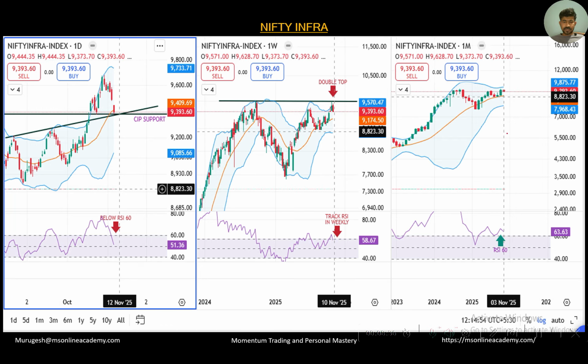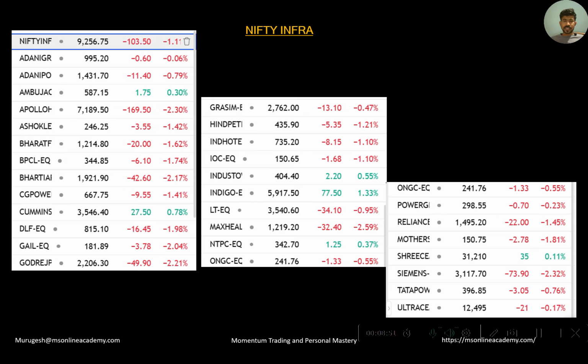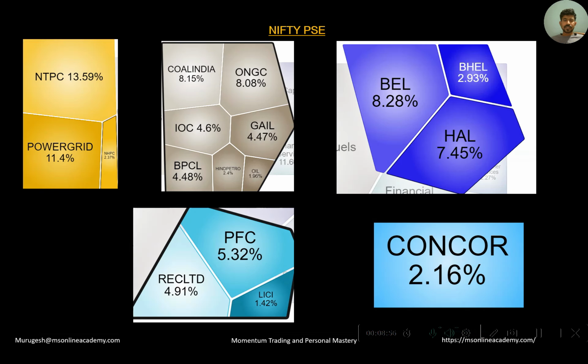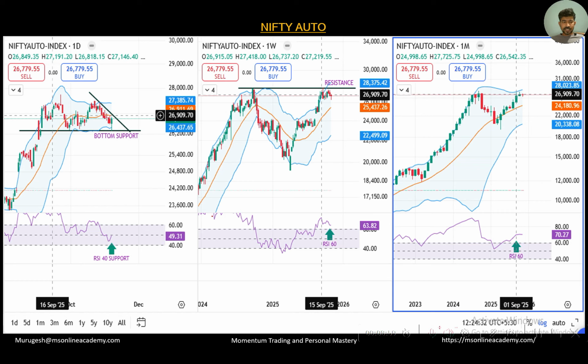Infra might take support at 16 weekly. If it does, then we have to track the infrastructure stocks also, but there is a hard all-time resistance, so we have to wait and watch. These are stocks from infra. PSC is rejecting from the trend line, just wait. Auto sector, as I said, is taking support from the 40, like here. There could be a chance of a breakdown here and we can trade based on stock choosing. But there is a resistance, don't go aggressively.